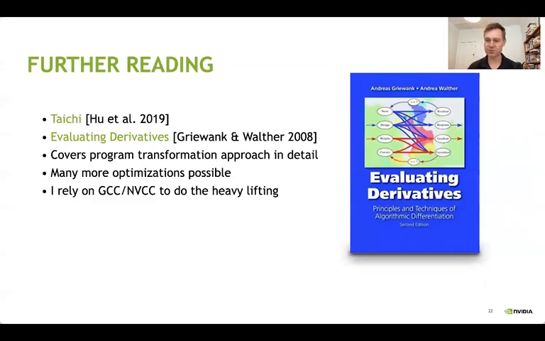There's a lot more you can do in terms of optimization, but my philosophy is that you can do a naive transformation and generate something like C++ or CUDA, and then let the compiler do the heavy lifting of optimization. GCC or NVCC can do all the really low-level machine optimizations, as long as you can generate a high-level description of the adjoint. So this is a sort of transpiler-type approach.